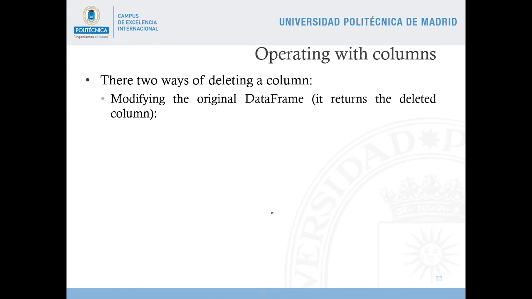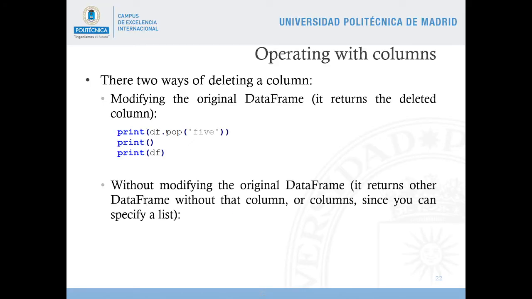Okay, we can delete a column in 2 different ways. The first one is to modify the original data frame, which returns the deleted column. Okay, so I didn't show the example. It's the method pop. If we say pop column 5, it modifies the current or the original data frame. It deletes the column from that data frame, and it returns the column as a result of the operation.